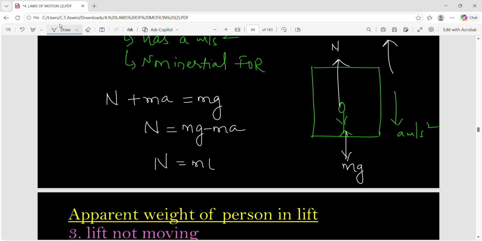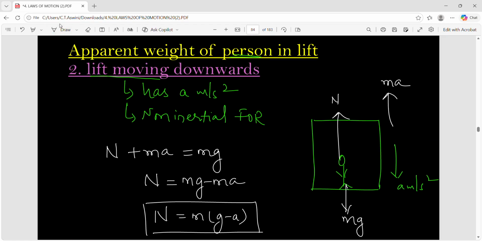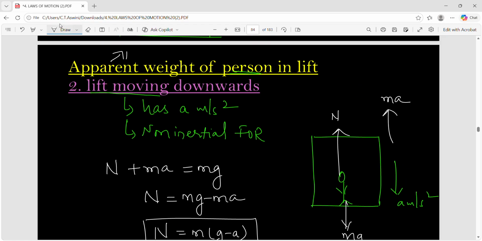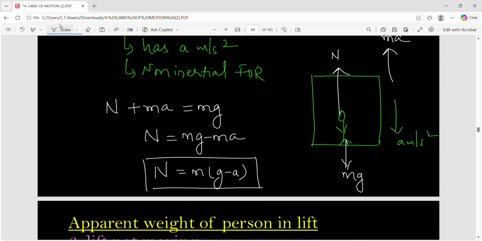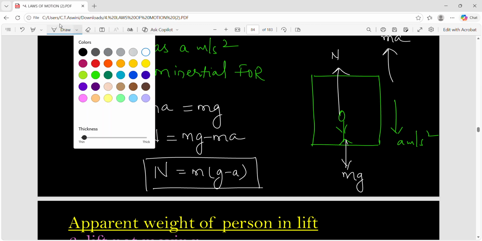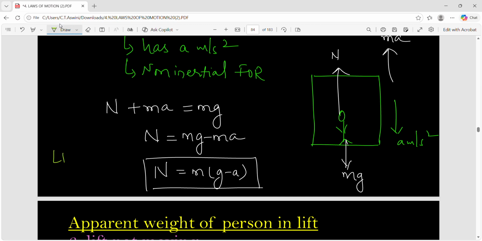So take out m common, what will you get? m into (g minus a). So this is the apparent weight of the person. So what is apparent weight? As I told you, it's nothing but the normal reaction acting on the person. So here normal reaction is m into (g minus a). So when the lift is moving downward, how do you feel actually? You will feel lighter. When the giant wheel is moving down, you will feel lighter. When the lift is moving down, you will feel lighter.